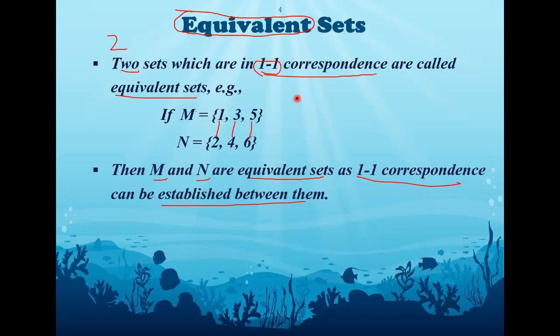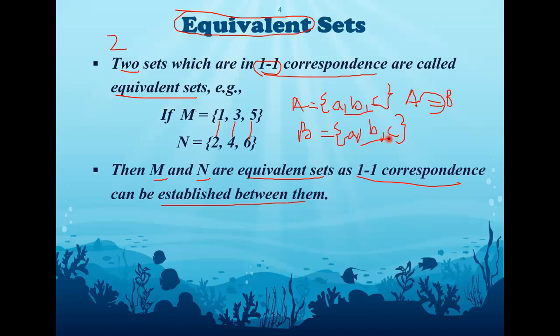If you have a set A with elements A, B, and C, and another set B, which has elements A, B, and C, what are these sets? Basically, you will say that A is equal to B. For equality of sets, the number and type of the elements should be equal.